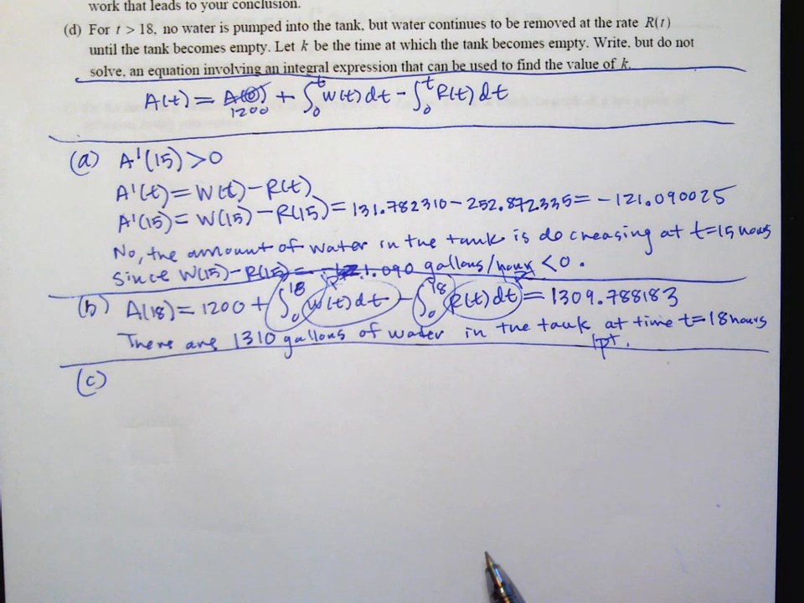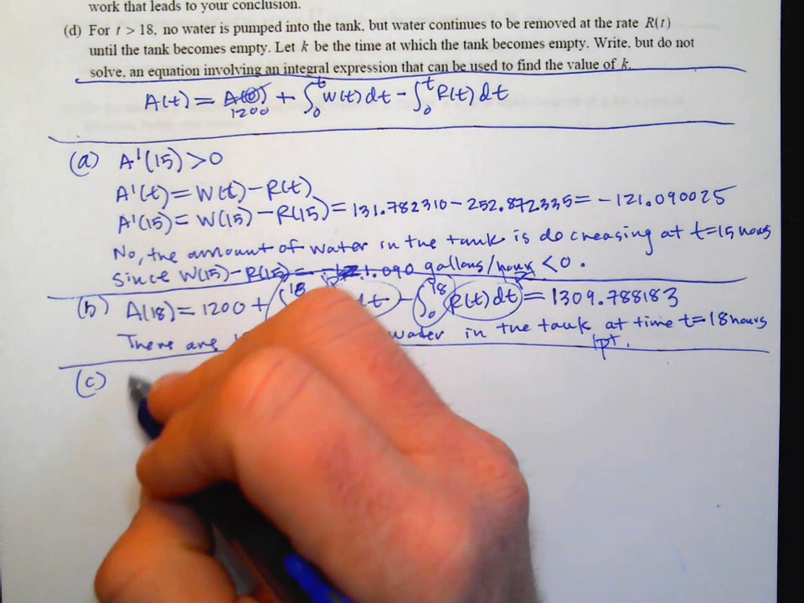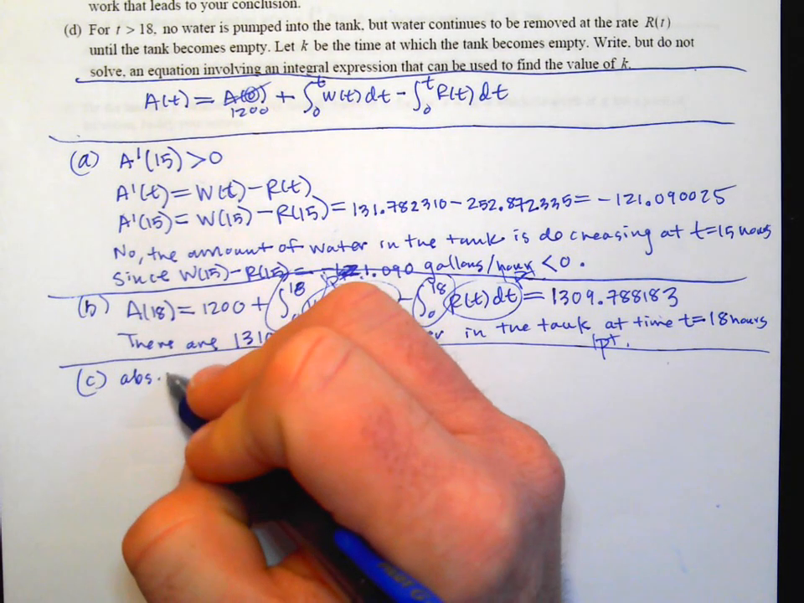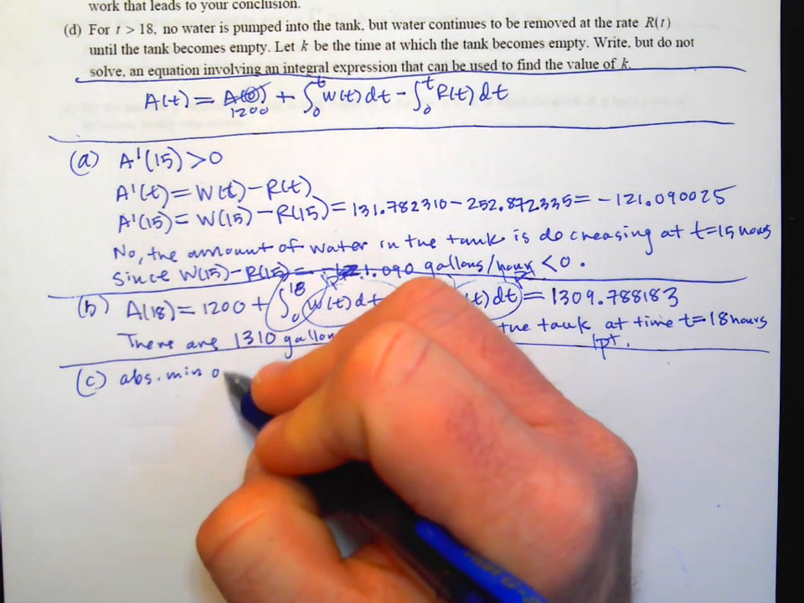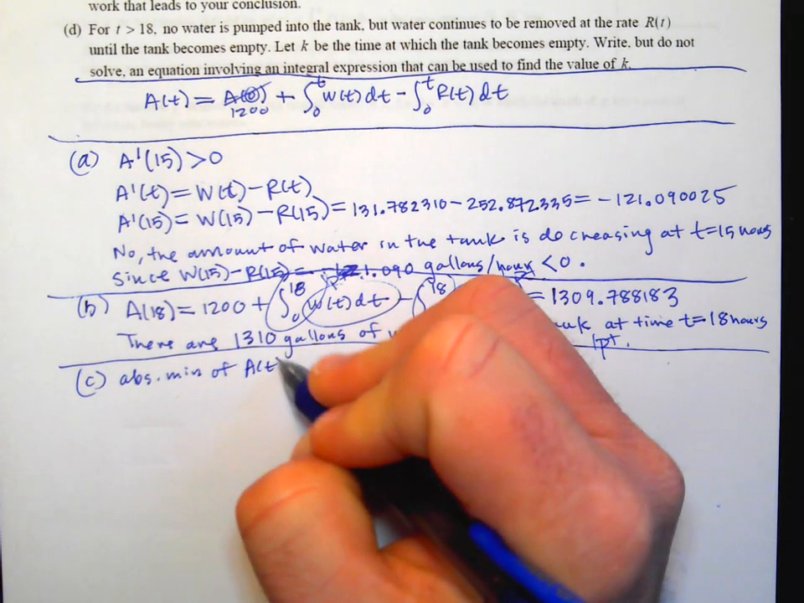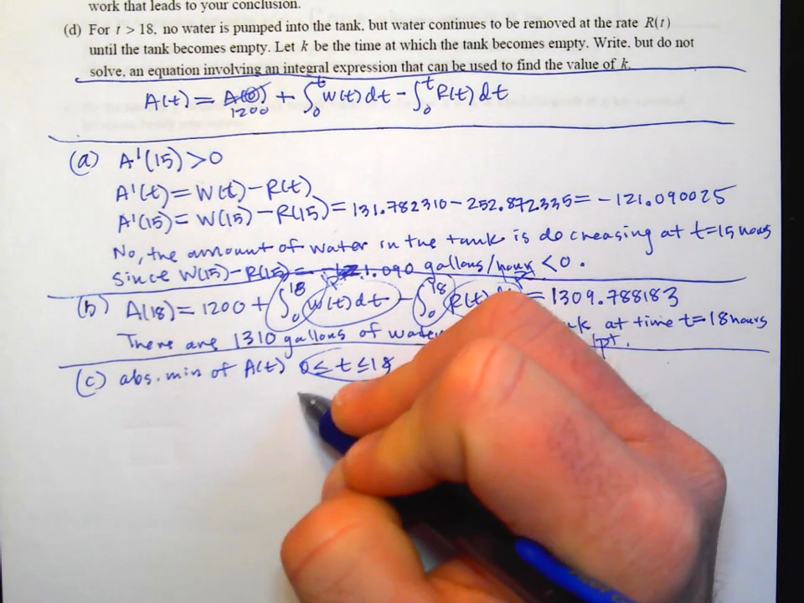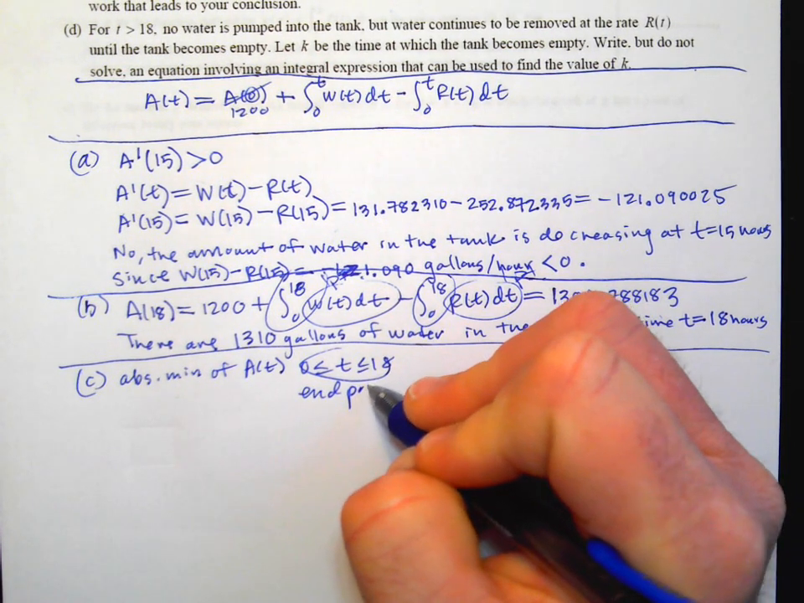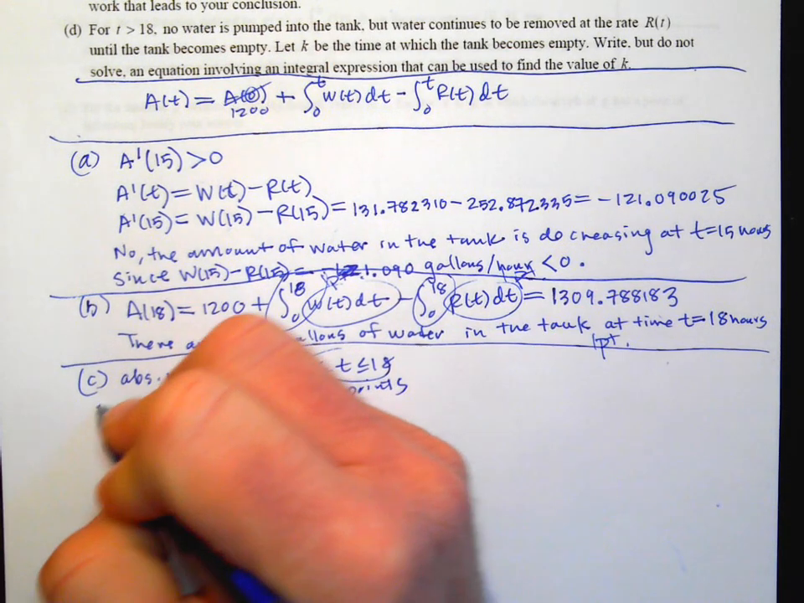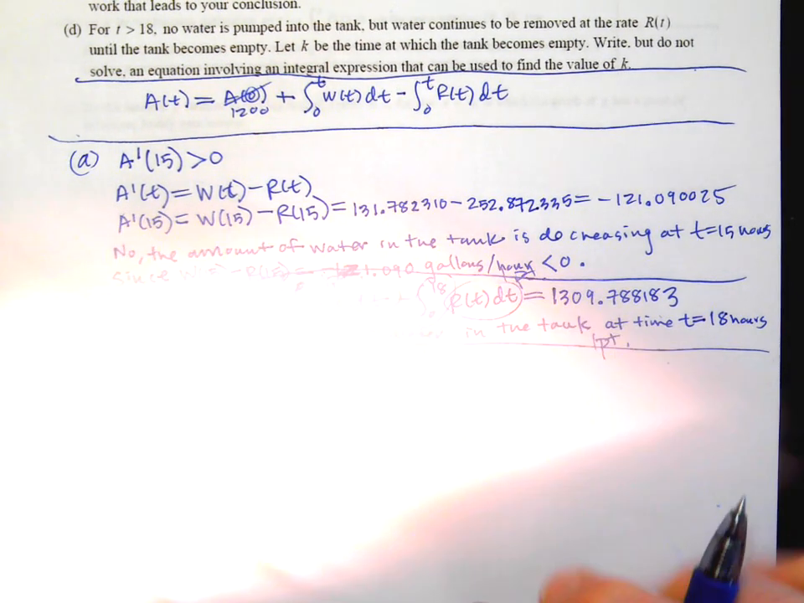C: at what time t, 0 to 18, is the amount of water in the tank an absolute minimum? Show the work that leads to your conclusion. Okay, so that's EVT, right? So we're looking for the absolute min of A on 0 to 18. So these are your endpoints. And we're going to do EVT. So let's show all the work very carefully.